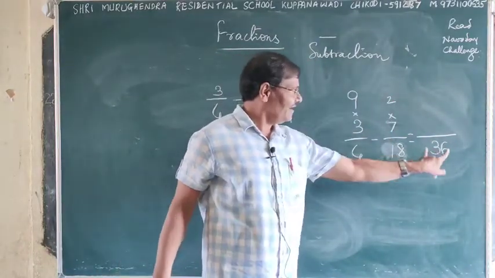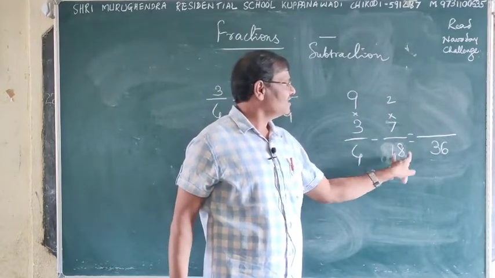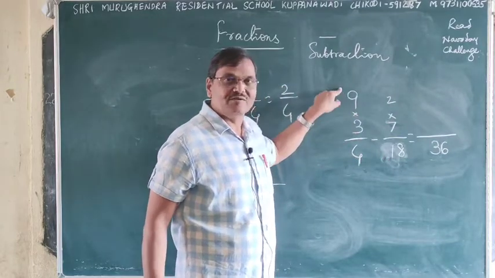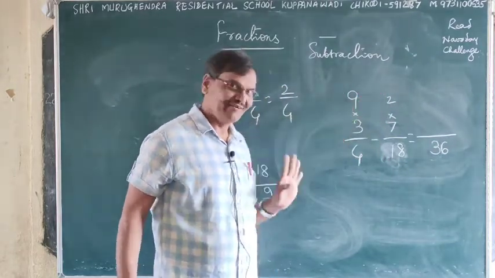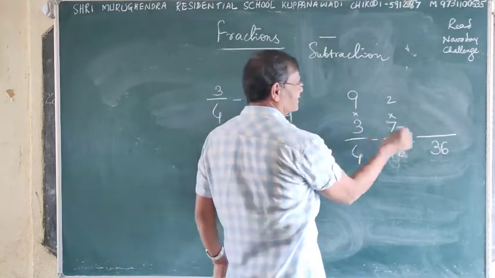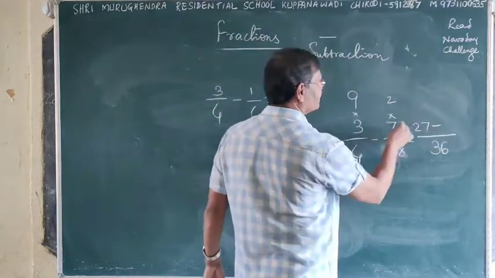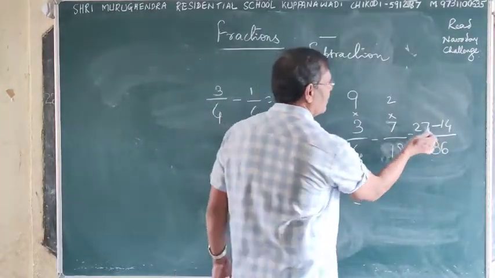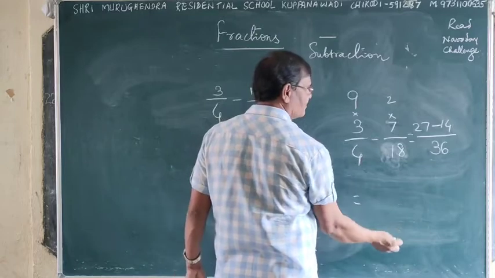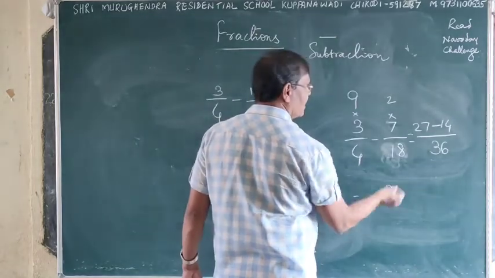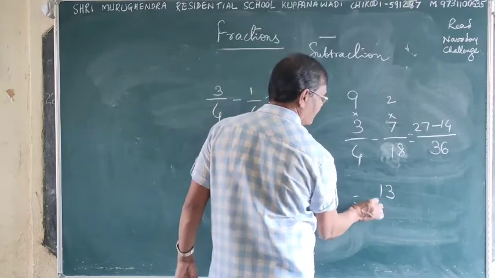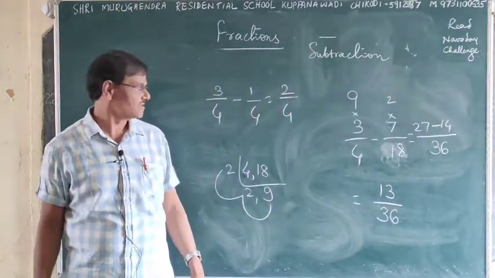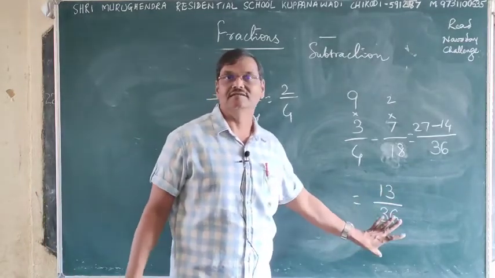18 2s are 36. Okay. 4 is multiplied by 9. 18 is multiplied by 2. So, same, the numerator is multiplied. Okay. Then 9 3s are 27, minus 7 2s are 14 (sic: 40). That's equal to 7 minus 4 is 3 and 2 minus 1 is 1. 13 by 36. This is the answer.